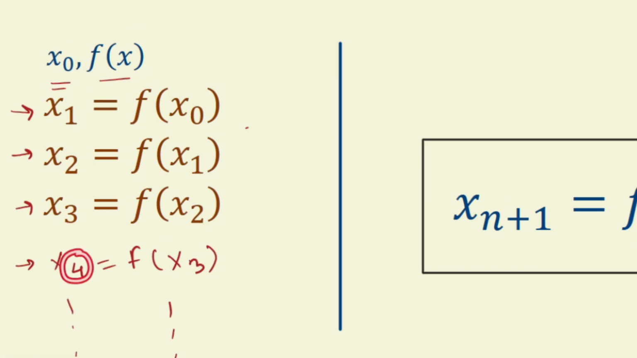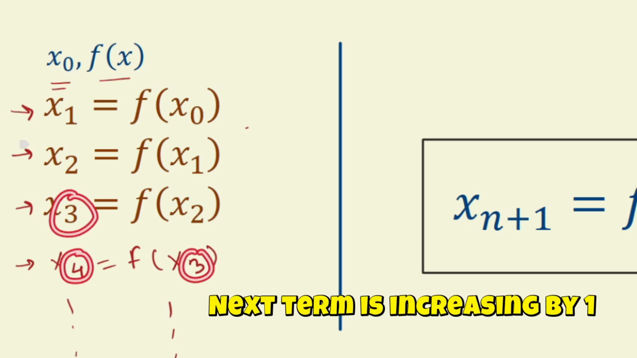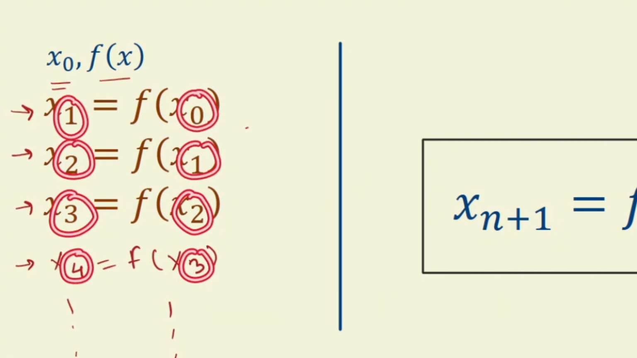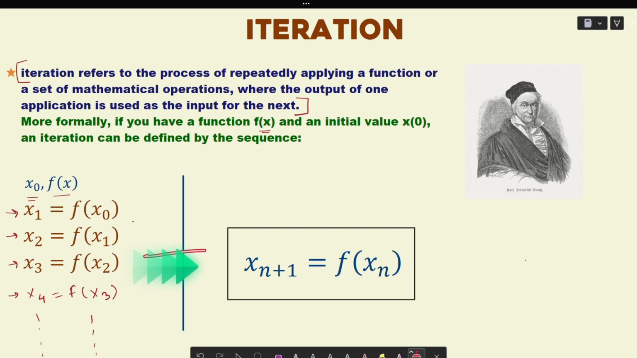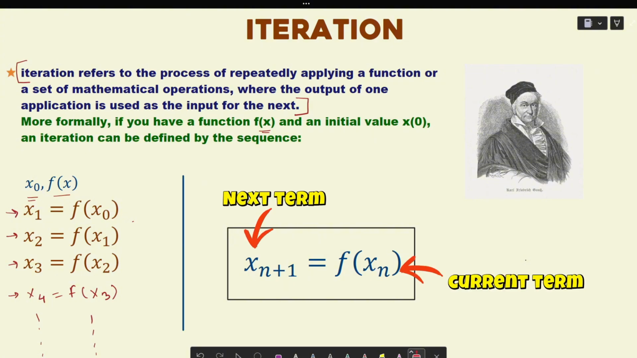Now observe carefully. You will find that the next term is increasing by 1 in every case. So what will be the formula? It will be x(n+1) equals f(xn), where x(n+1) is the next term and xn is the current term.